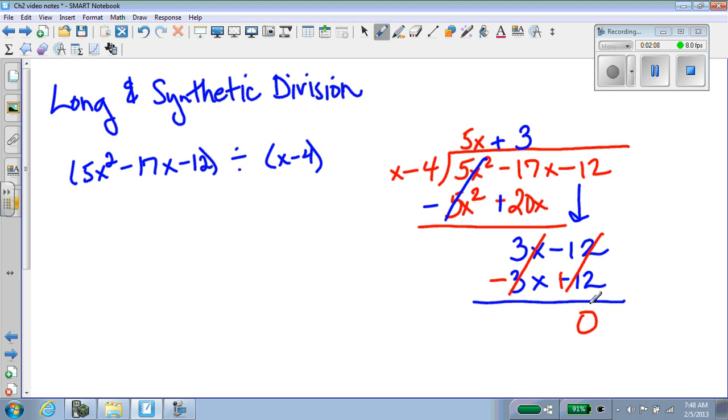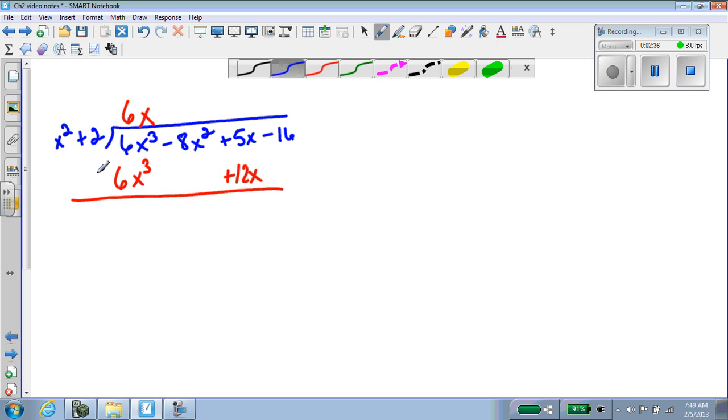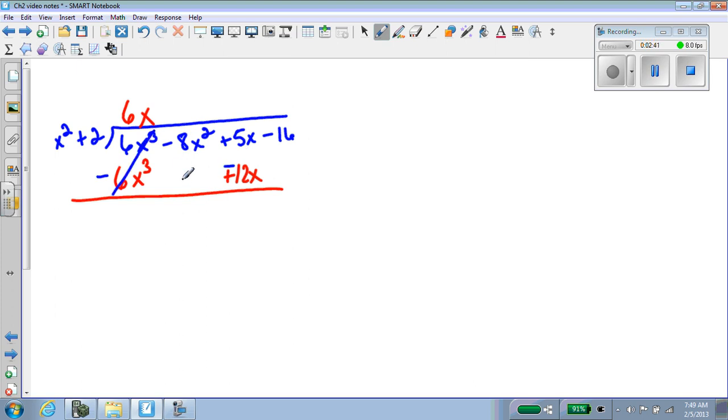Nice even division. I've set this one up in advance. What do I have to multiply x squared by to get 6x to the third? I need to multiply it by 6x. Each of those terms is going to get multiplied by 6x. So I get 6x to the third plus 12x. So that should line up with my 5x. I'm going to draw a line and subtract. So that's going to become negative, and so is that. These cancel. This one has no one to add to, so it just drops down.